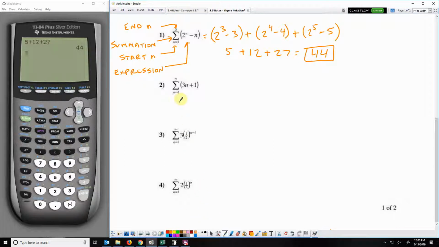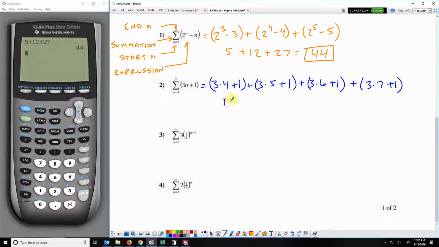Number 2 is the sum of terms 4 through 7. So 3 times 4 plus 1, plus 3 times 5 plus 1, plus 3 times 6 plus 1, plus 3 times 7 plus 1.